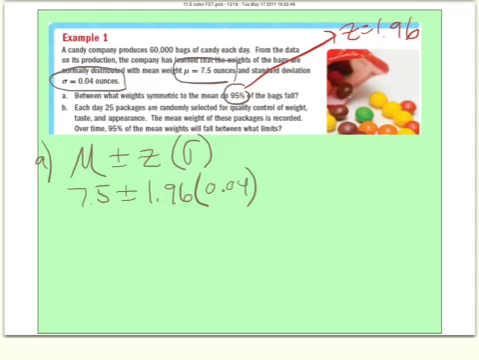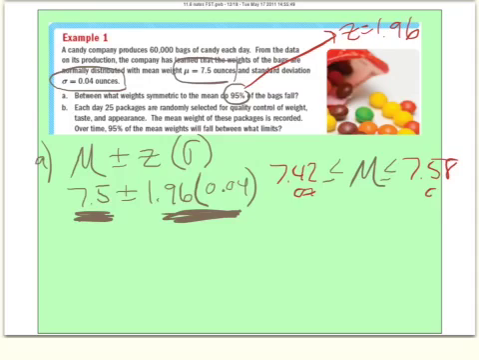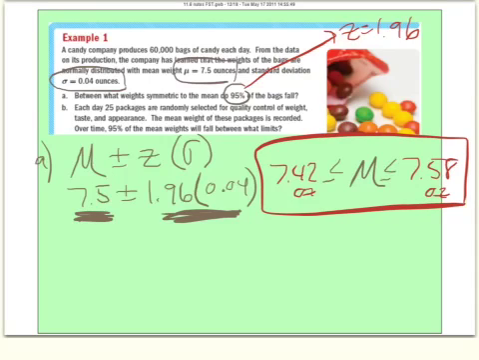To simplify this, you're going to take 7.5 plus this value, and then 7.5 minus this value. What you're going to find is that the mean is going to fall in between 7.42 ounces and 7.58 ounces. So we are 95% confident that if I randomly select a bag of candy at this company, the average weight is going to be between 7.42 and 7.58 ounces.